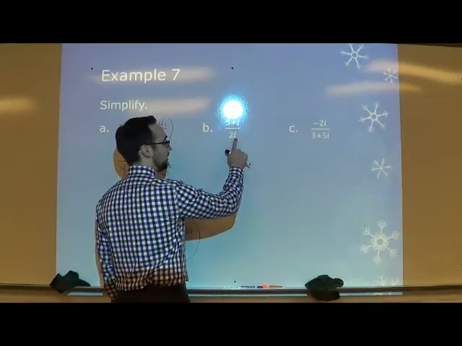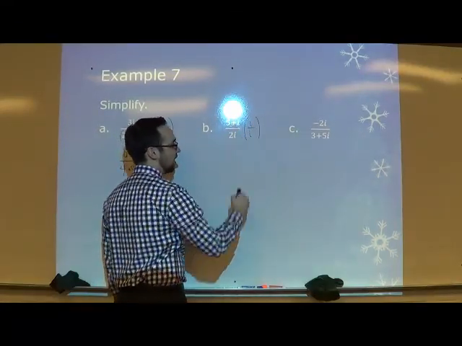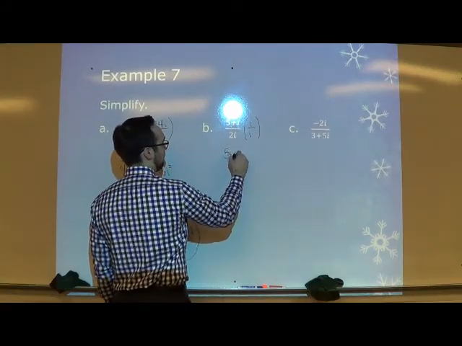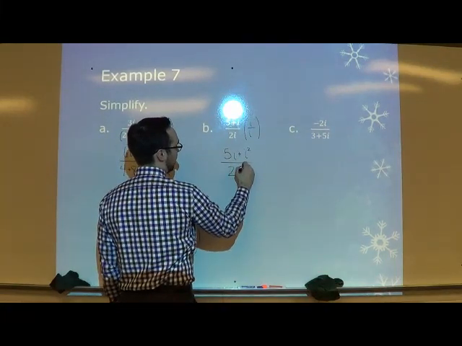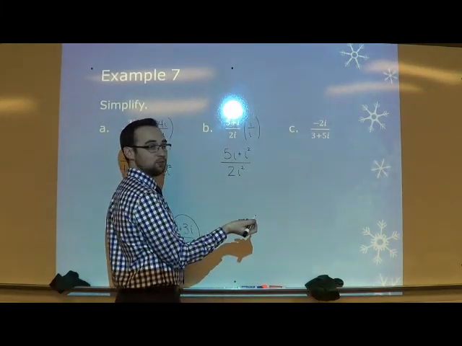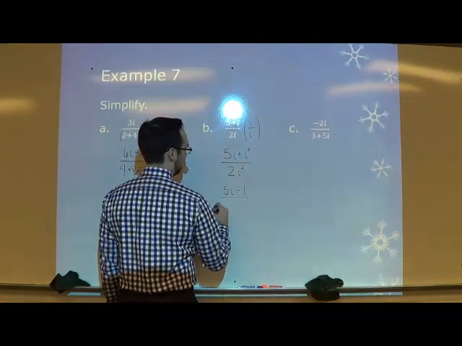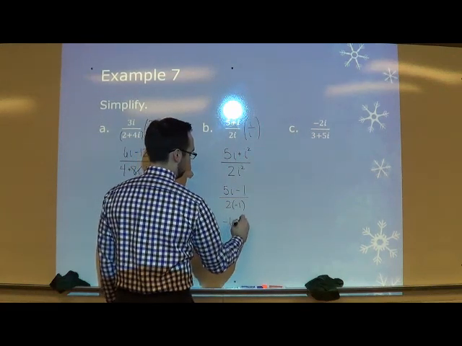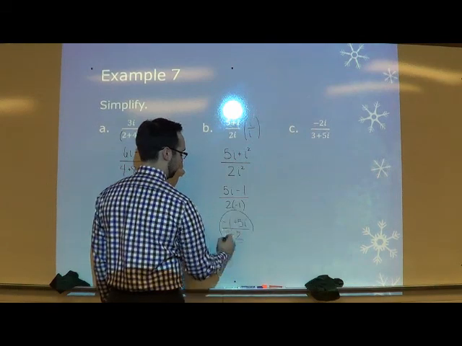Now here when I'm just trying to get rid of the i, I can just multiply by i over i. Because i times i is i squared. So up on the top I'll have 5i plus i squared all over 2i squared. Well, the i squareds turn to negative 1s. So we have 5i minus 1 all over 2 times negative 1. So that's negative 1 plus 5i all over negative 2.